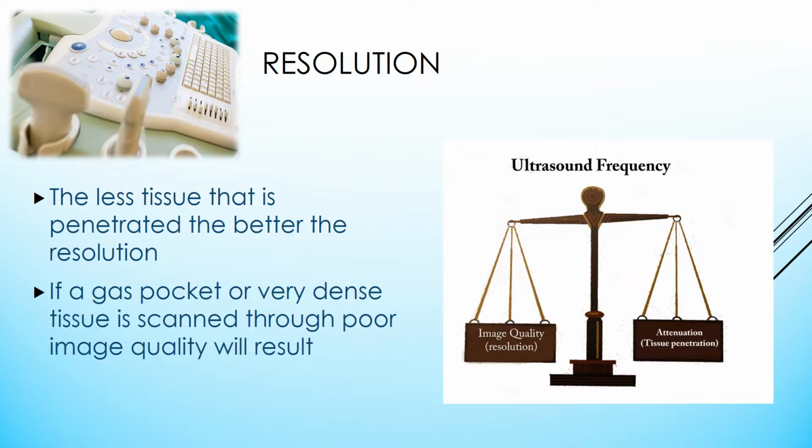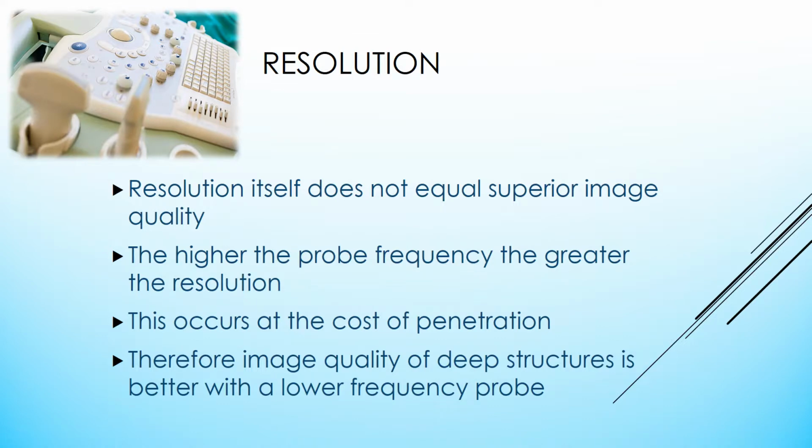If a gas pocket or very dense tissue is scanned through, poor image quality will result distal to that object. An example here is when attempting to scan through the lung tissue during a TTE or TEE. Structures past that gas-filled structure become non-viewable to ultrasound. Resolution itself does not equal superior imaging quality.